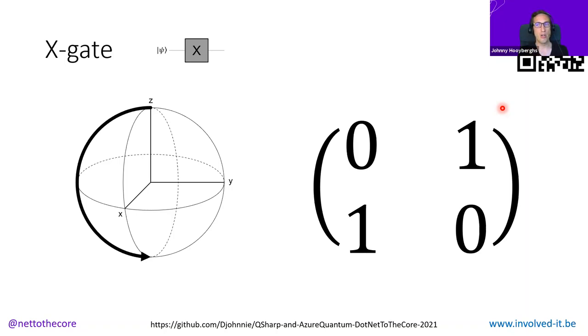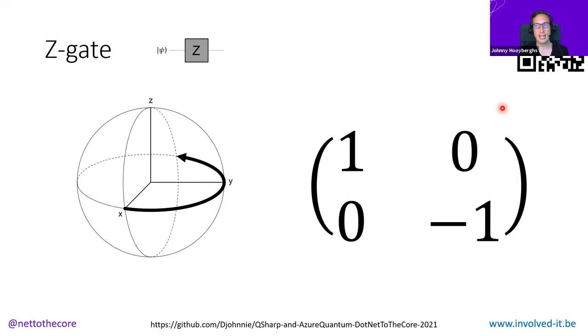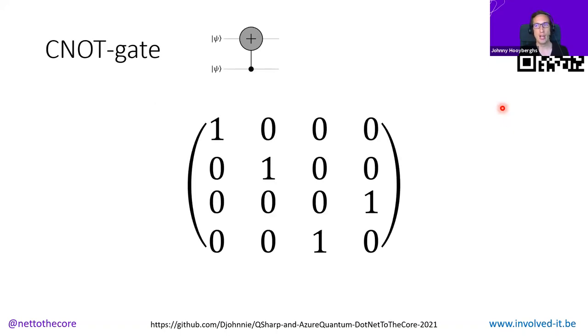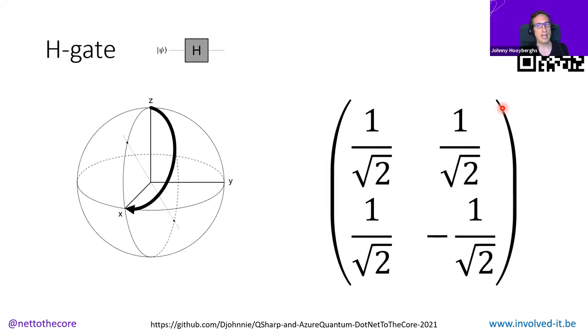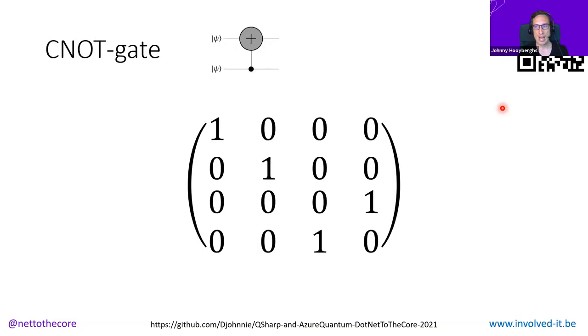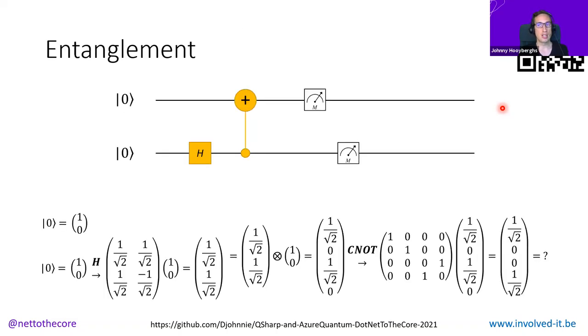And as you can see here, there's something called an X gate, a Y gate, a Z gate, an H gate, a CNOT gate, and all of these gates will just rotate that vector around within that vector space to fiddle around with those probabilities. And then you can create circuits like this. For example, in quantum computing, creating qubits that are entangled is quite easy. You only need an H gate and a CNOT gate.